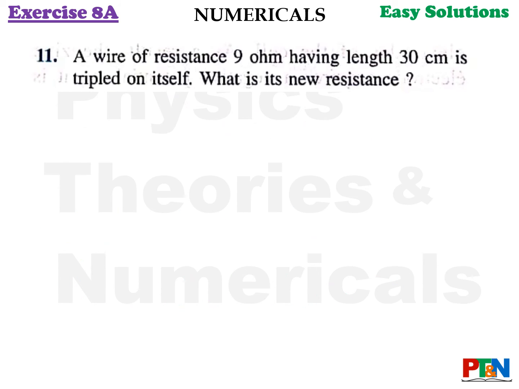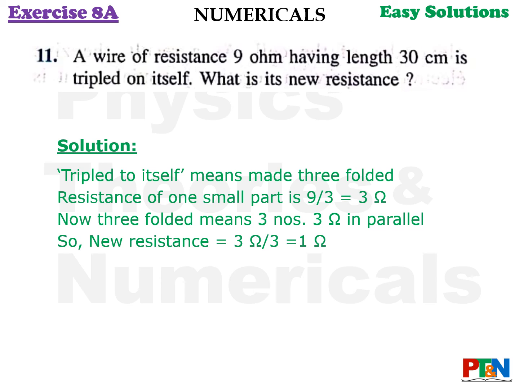Next one, number 11. A wire of resistance 9 ohm having length 30 centimeter is tripled on itself. What is the new resistance? What is tripled? Tripled means it has been made three-folded, and the ends are joined. That means one part becomes 1/3. It has become threefold. So one small part becomes 3 ohm, because total is 9 ohm. One small part is 1/3 of that. It will be 3 ohm.